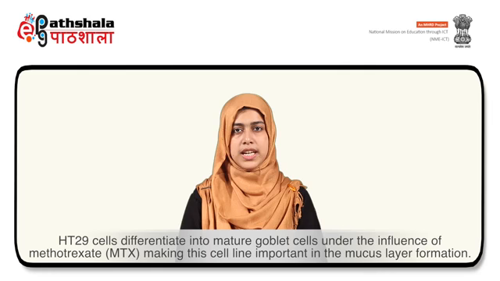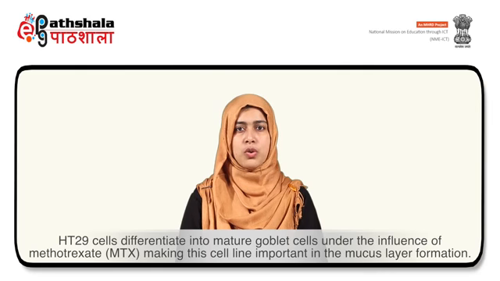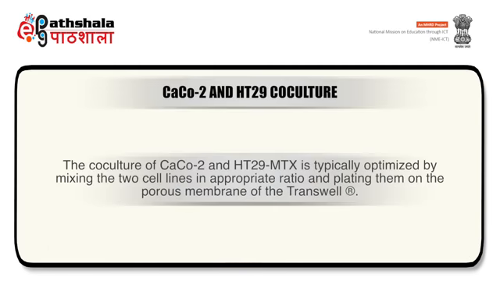HT29 cells differentiate into mature goblet cells under the influence of MTX, that is methotrexate, making this cell line important in the mucus layer formation. The culture of Caco-2 and HT29-MTX is typically optimized by mixing the two cell lines in appropriate ratio and plating them on the porous membrane of the transwell.